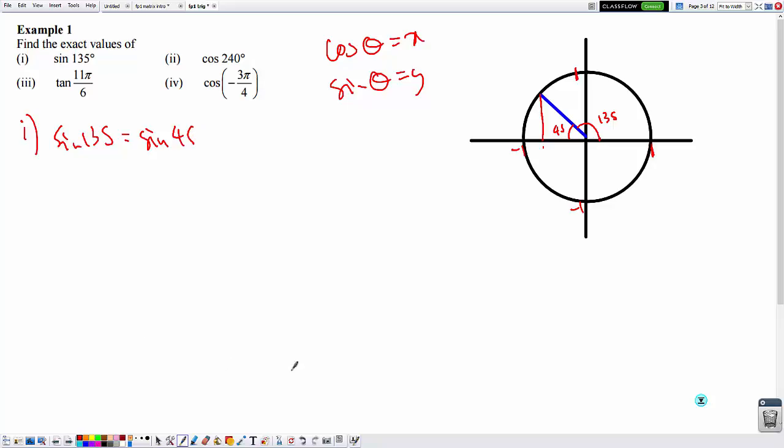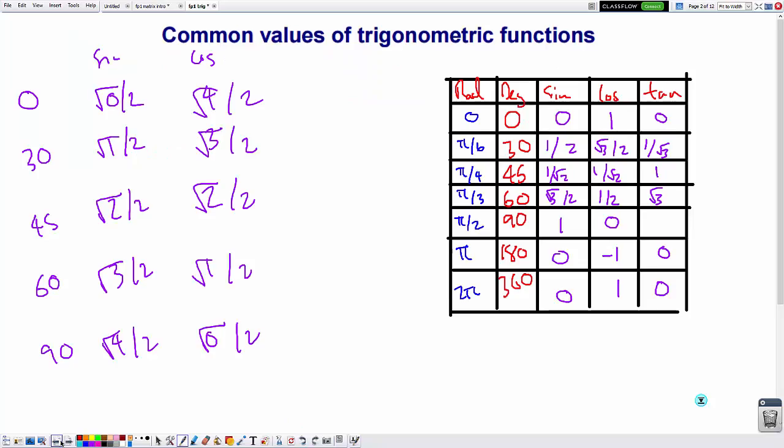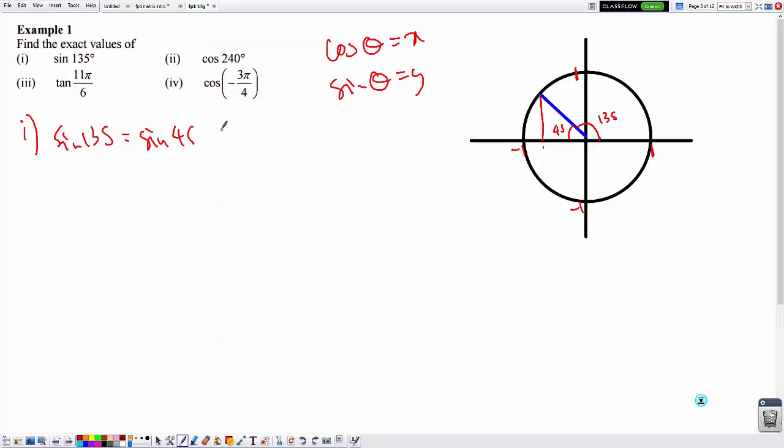Now, what is sine 45? Well, we already know how to work that out. We've already got a table for that. Sine of 45 is 1 over root 2, or rationalize this as root 2 over 2. Again, what did I do? On my circle, I did 135 degrees. Well, I don't know obtuse angles, but I do know acute angles. So essentially, I'm relating everything to angles in this quadrant.